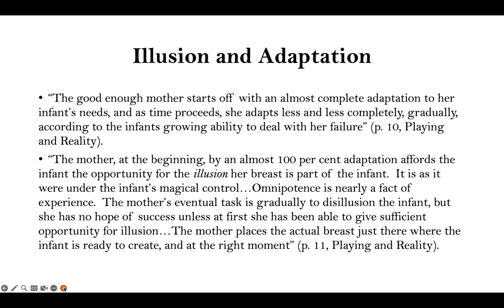The mother's eventual task is gradually to disillusion the infant, but she has no hope of success unless at first she's been able to give sufficient opportunity for illusion. The mother places the actual breast just there where the infant is ready to create and at the right moment. We can imagine the infant's mouth just opening up just at the time they're ready for the feed, and then the breast arrives just as they're closing their mouth in perfect synchrony.